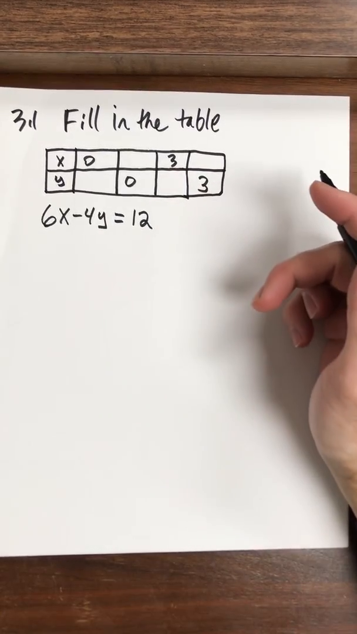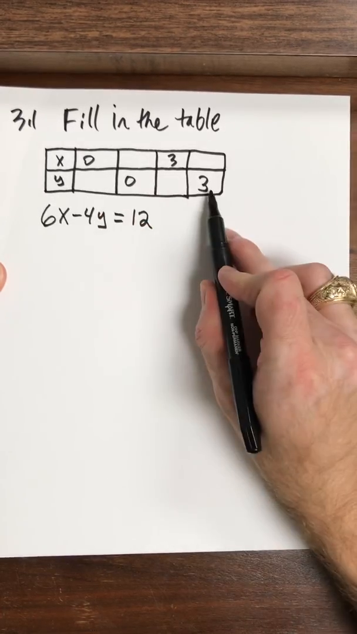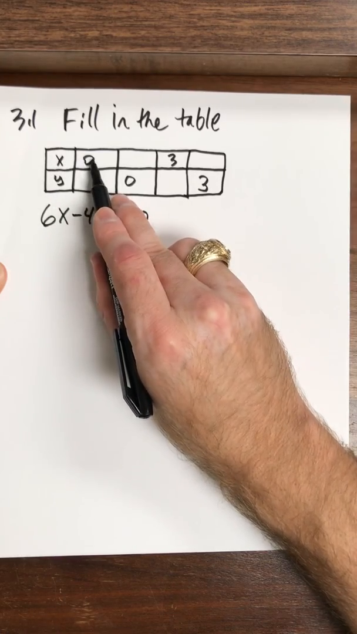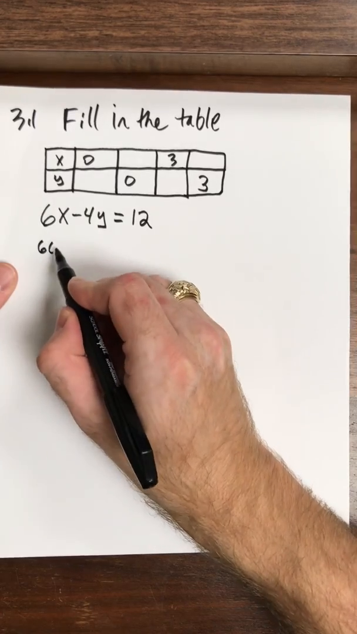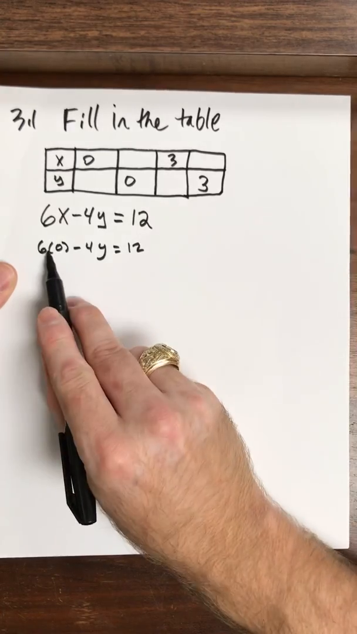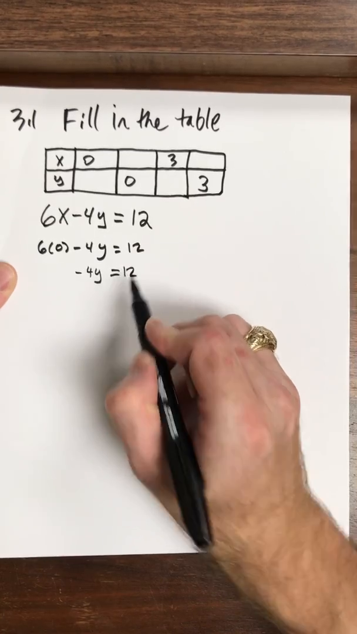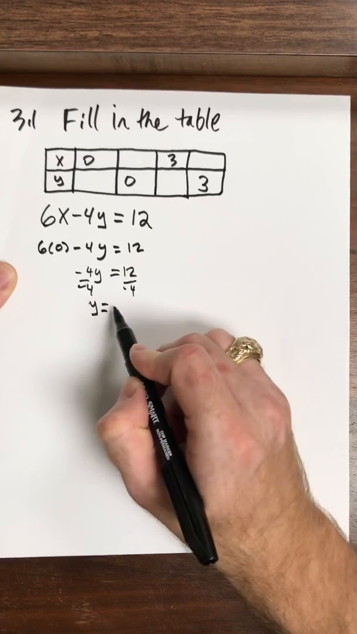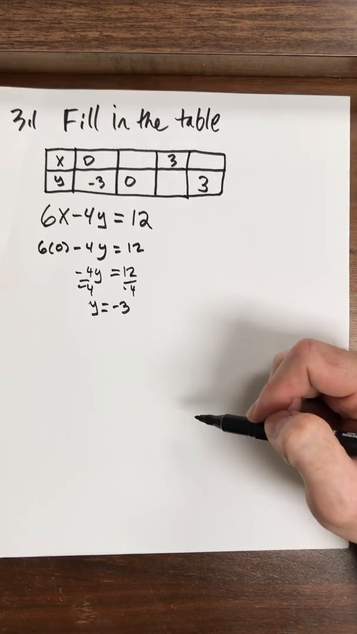Okay, so I'm asked to fill in this table here. So I have my x on the top row and my y values all on the bottom row. So for this first one, I want x equal to 0. What is y? Well, if I plug a 0 in for x, 0 times 6 is 0, and so I'm just left with negative 4y equals 12. So if I divide both sides by negative 4, I get y equals negative 3. So I'm going to put a negative 3 in that box.